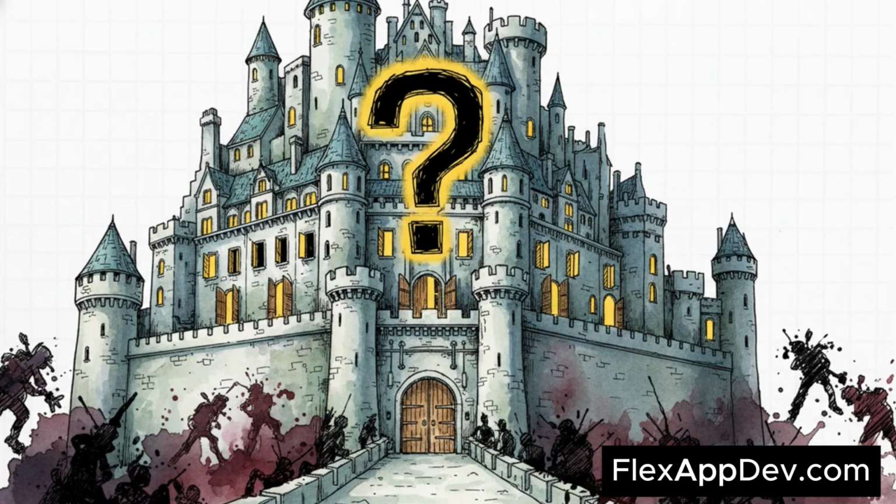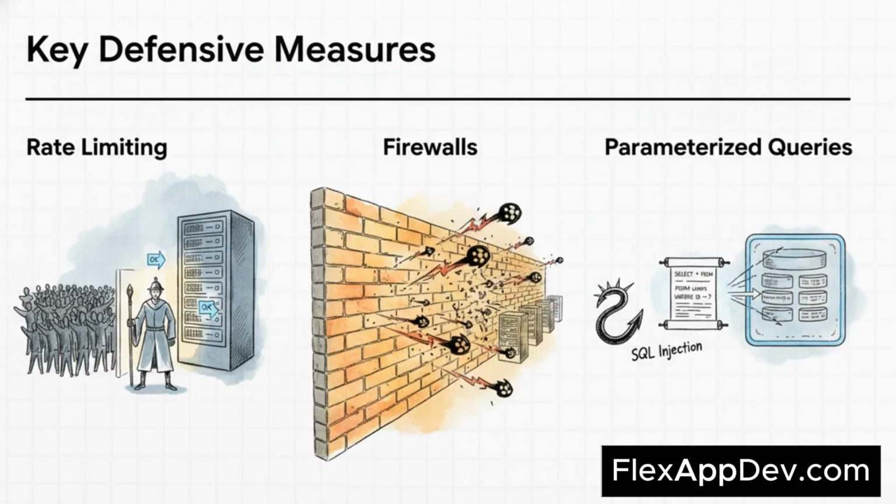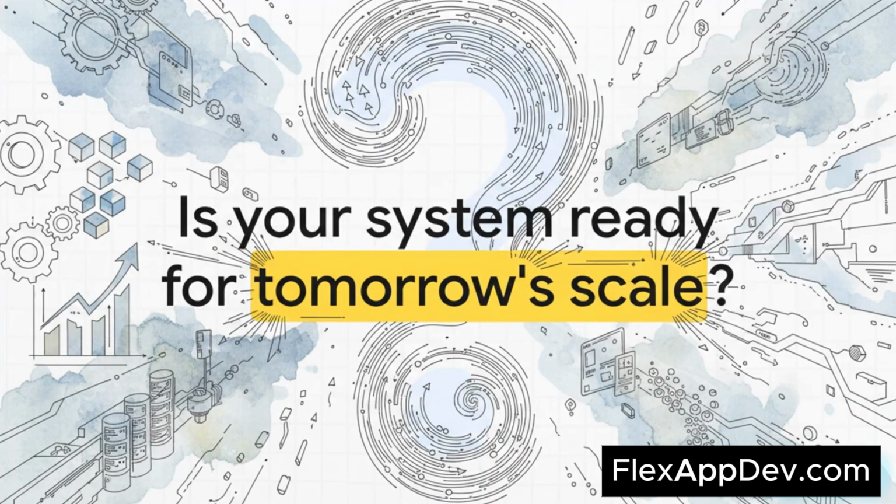Last but not least, a scalable system has to be a secure one. So how do you protect it? APIs face a ton of threats, from data theft with injections to tricking users into running bad code. We fight back with things like rate limiting, firewalls, and just plain secure coding practices to stop these attacks. So building the system is one thing, but making sure it can keep evolving, well, that's the real challenge.